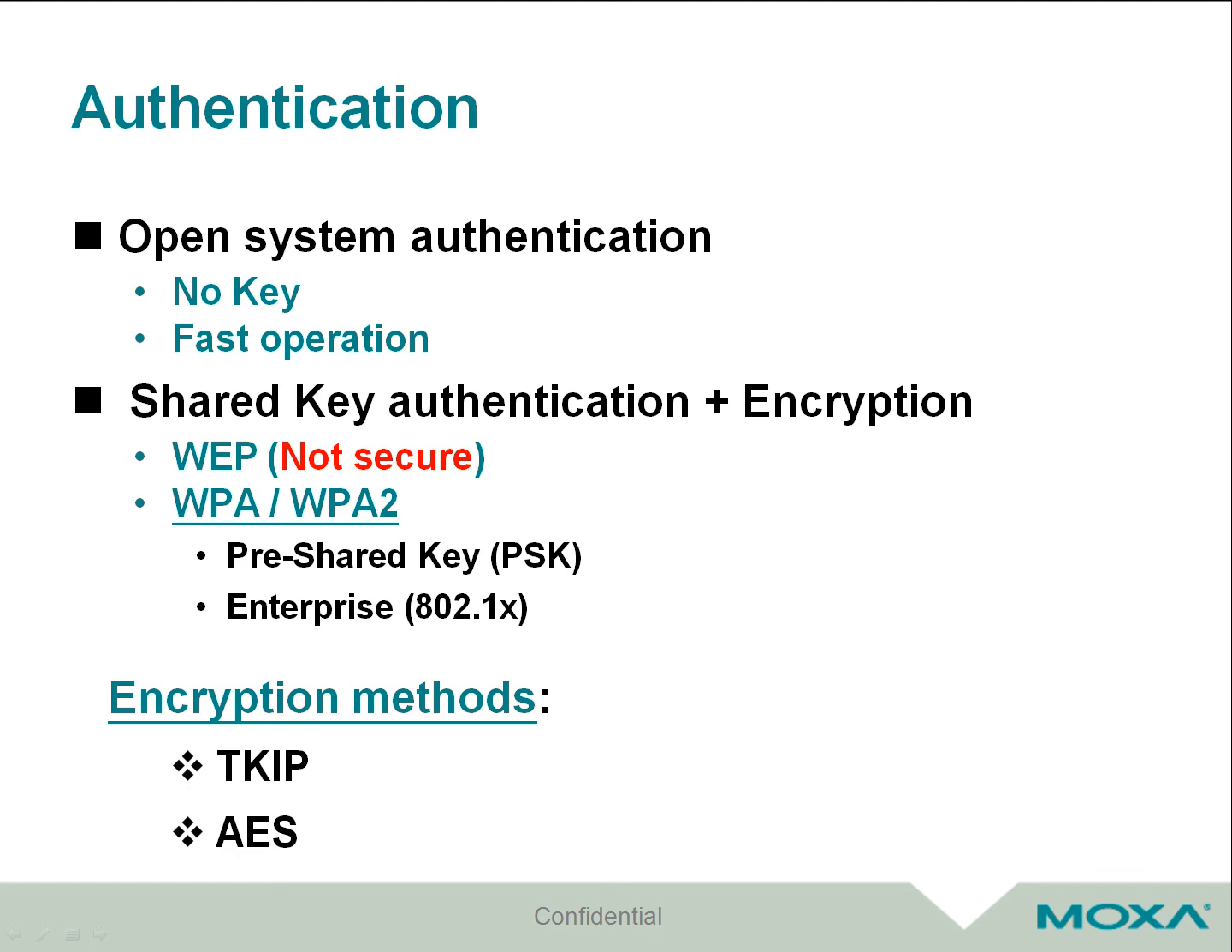To be more secure, 802.1x enterprise authentication with Radius server can also be used. WPA2 is the recommended method since it is the most sophisticated one. To protect your data, Wi-Fi offers encryption with TKIP and AES algorithms.